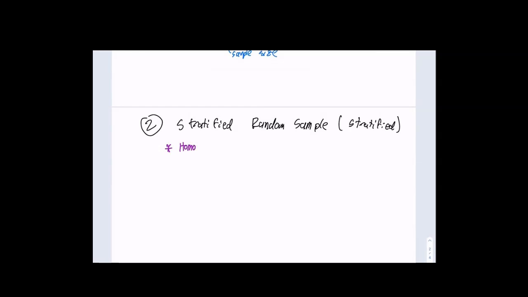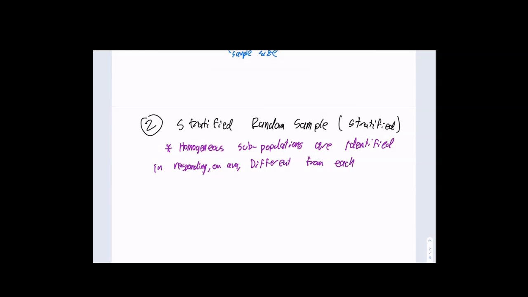All right. In a stratified random sample, homogeneous subpopulations are identified in responding on average different from each other in regards to the response variable. This is more in terms of why.